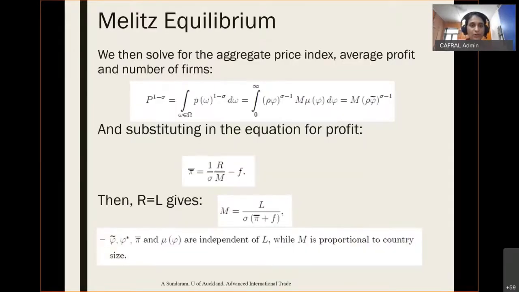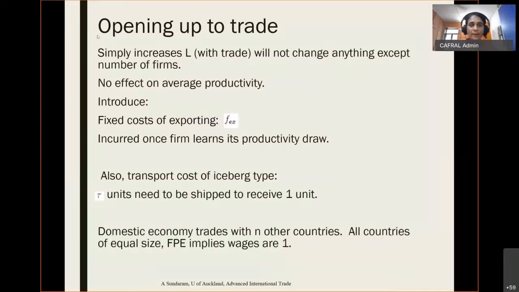Okay, so that was autarky. Now let's open it up to free trade. This means that you're just going to increase L like we did in Krugman, right? So L and L merge together, they become 2L. But the problem here is if you simply increase L, the way the model works, remember that L is only really driving M, right? So nothing else was determined by L. The phi tilde, the phi star, pi bar, none of that was dependent on L. So simply changing L is not going to do anything in the model.